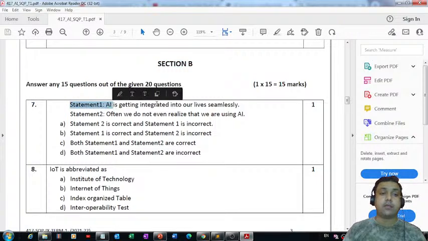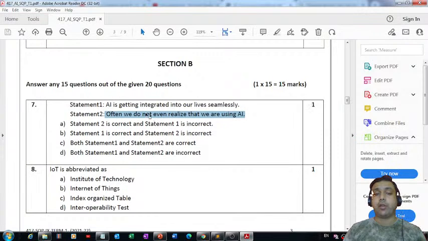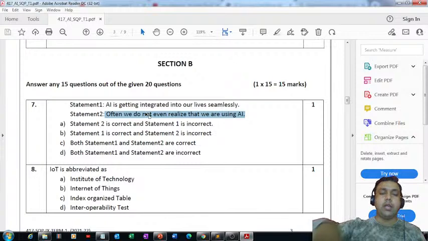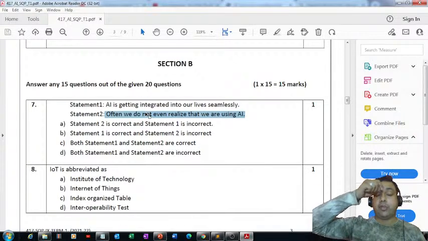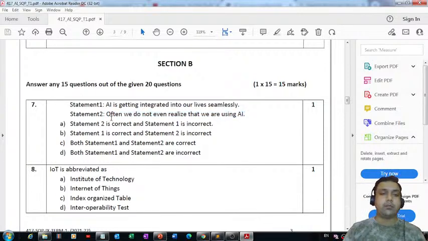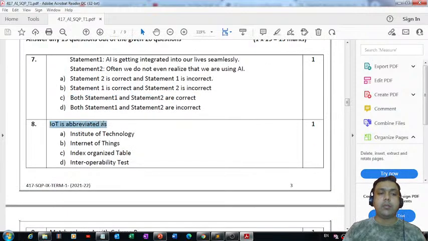Statement 1 says AI is getting integrated into our lives seamlessly. It is true, right? Often we do not even realize that we are using AI. Statement 2 is also true. I gave you the example of decision tree, right? If you want to register a complaint for your debit card or credit card or your internet connection, you have to dial a toll-free number, and you get redirected to an automated machine which is based on a decision tree algorithm. We don't realize most of the time that we are using AI, but actually there are many things we use in our day to day life which are AI based. So statement 2 is also correct, and we can say that both the statements are correct. So option C is correct, right? IoT is abbreviated as Internet of Things.